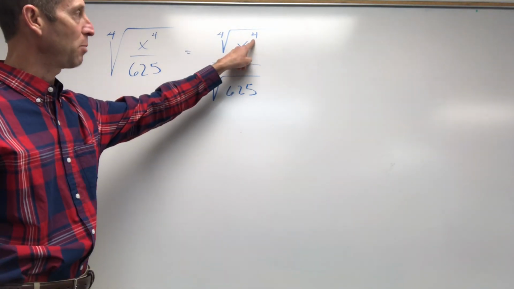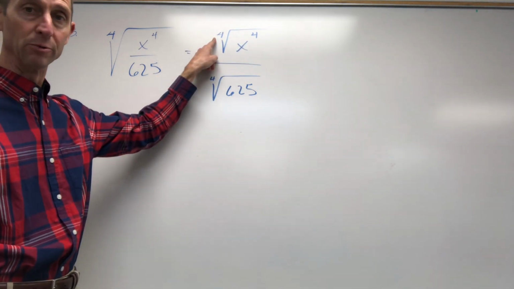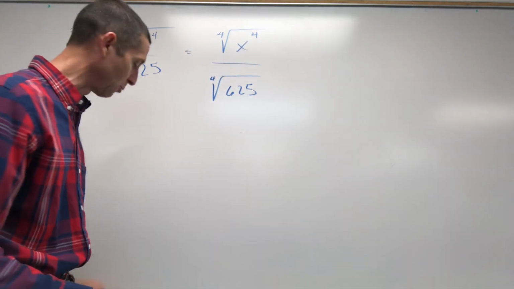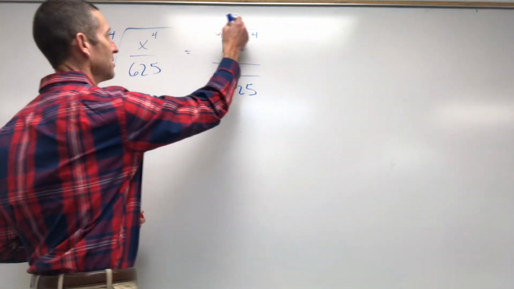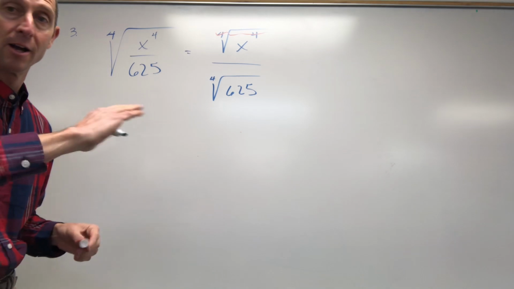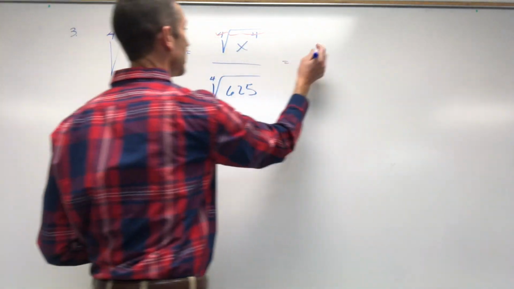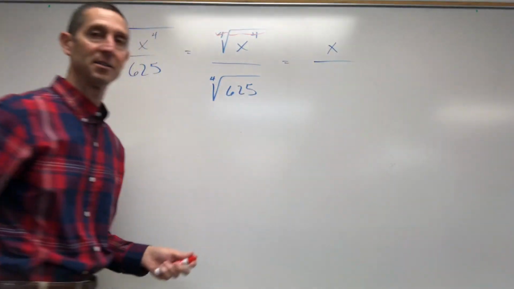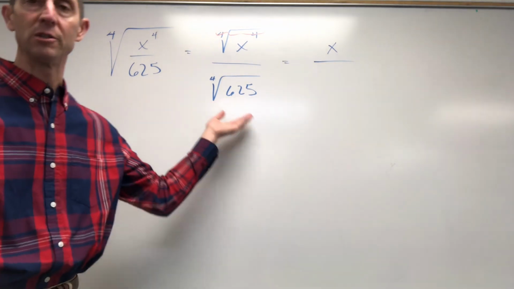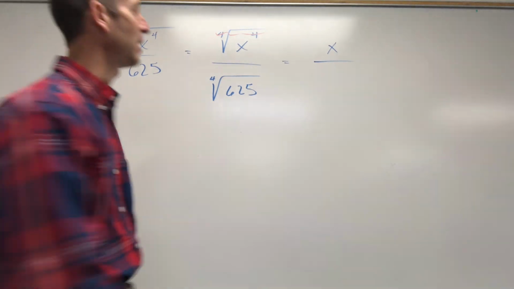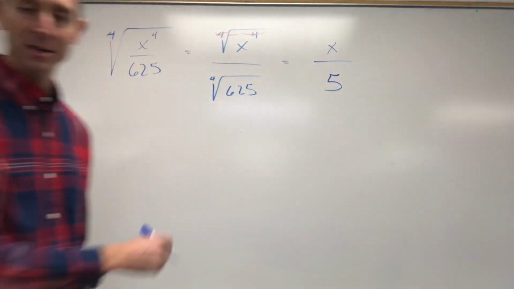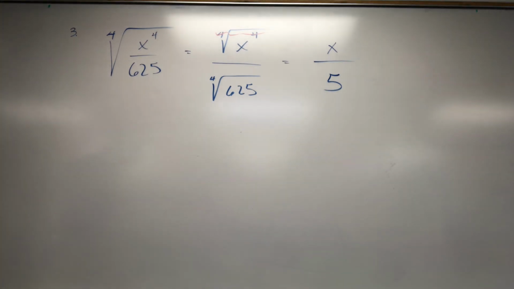This is fourth power, and this is fourth root. When you have fourth power and fourth root, you're like, oh, that is fabulous. They just cancel each other completely out. All that's left, just the x. It's awesome. And then we know fourth root of 625, boom, it's a 5. Wham, bam, thank you, ma'am.